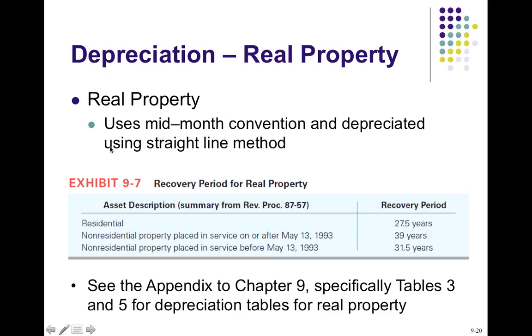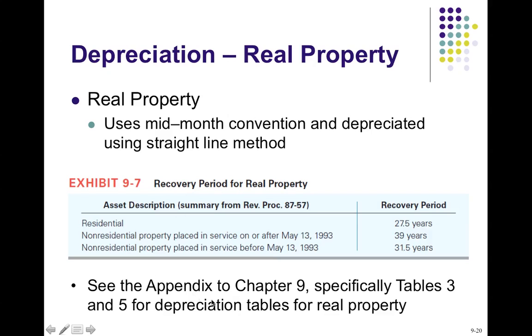It means that if we buy a building, if we bought it on March 1st, we're going to assume that we place it into service on March 15th, okay? The same thing if we bought it on March 31st, we're going to assume March 15th. So we're going to place it into service in the middle of the month of the purchase, okay? So that's what the mid-month convention means, and we're going to depreciate it using the straight line method.